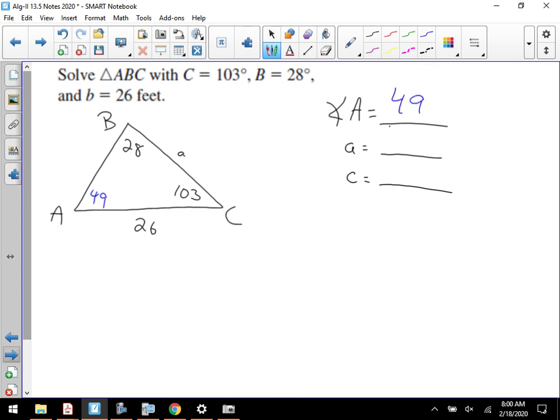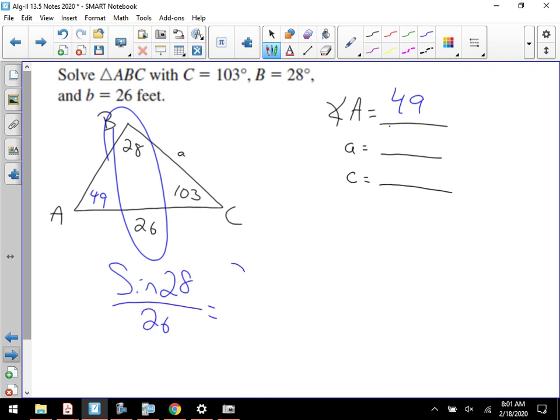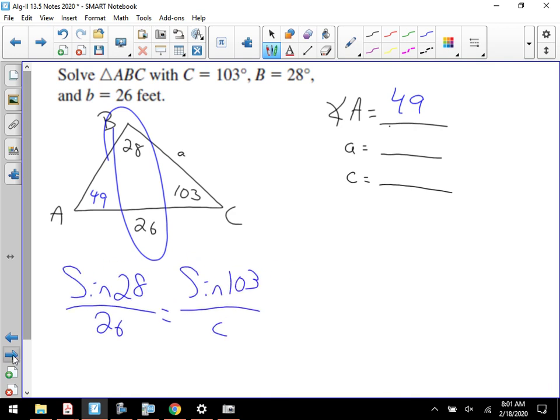Okay? Now, here's what we do. The given information for us with the angle and the side opposite goes around B. Are we okay with that? So what I like to do is I always draw just a little arrow. That way I know what parts I'm going to use. So I'm going to say the sine of 28 is to its side opposite as the sine of 103 is to its side opposite. That's how I get little c.